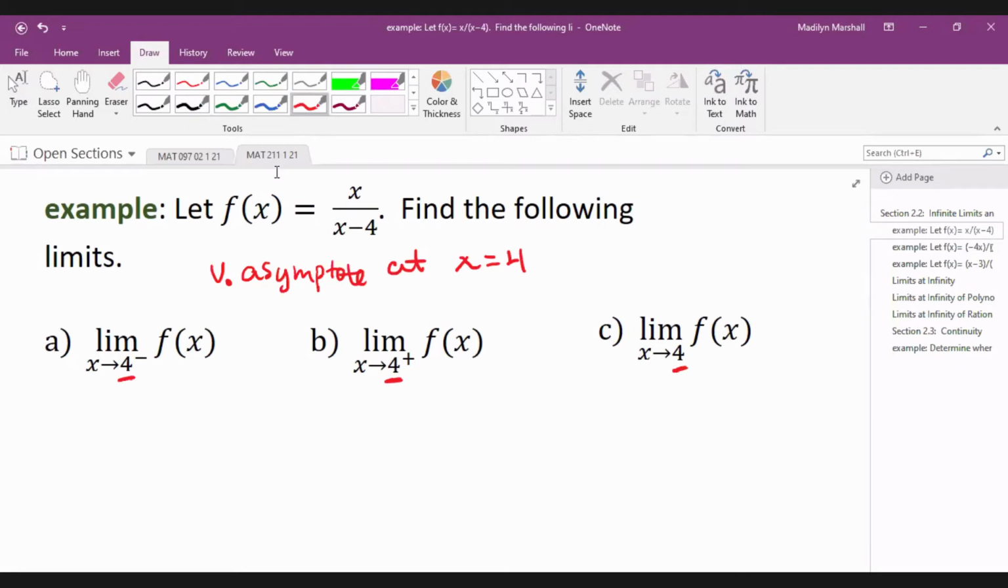Vertical asymptotes, ooh, I just remembered that I skipped something. I got distracted by my cat.